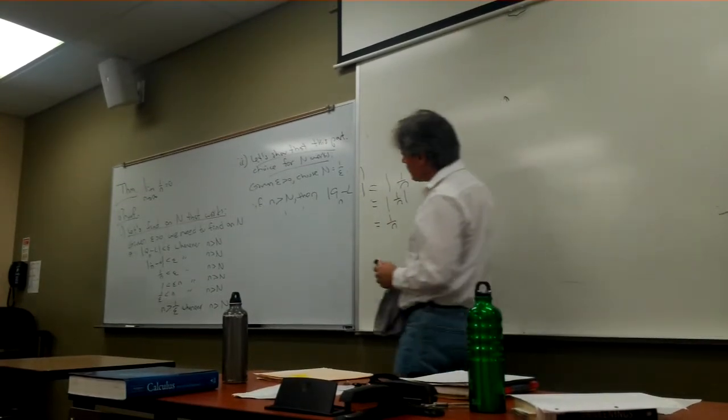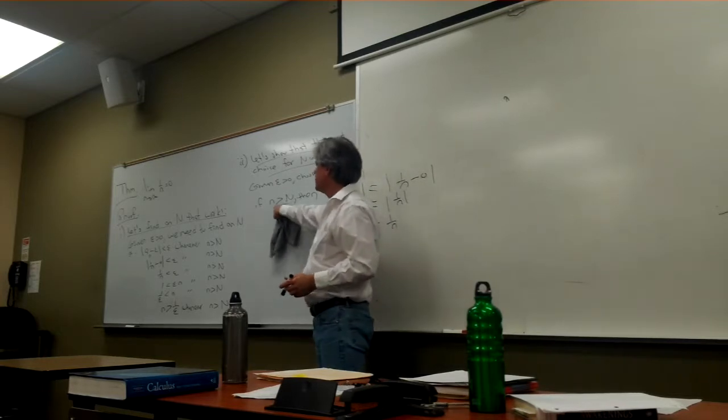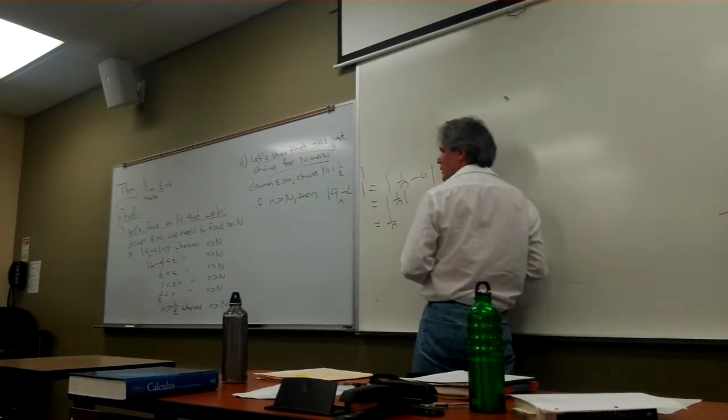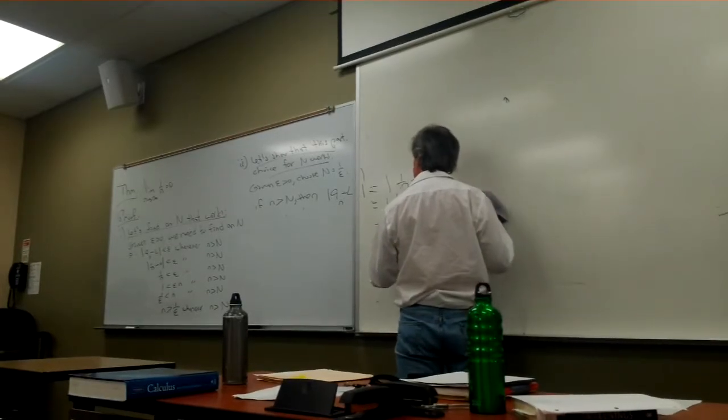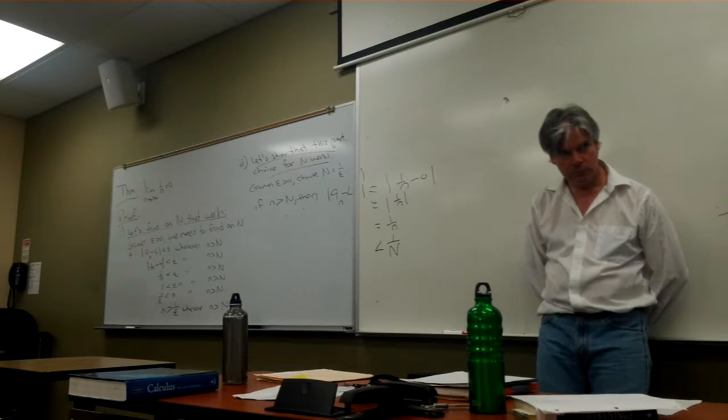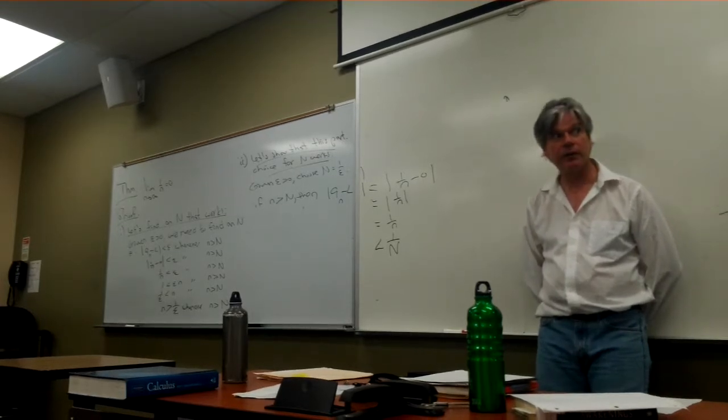But if you take a peek at how I chose my little n, doesn't that suggest that 1 over n is going to be less than 1 over big N? Be honest. Is my algebra okay?